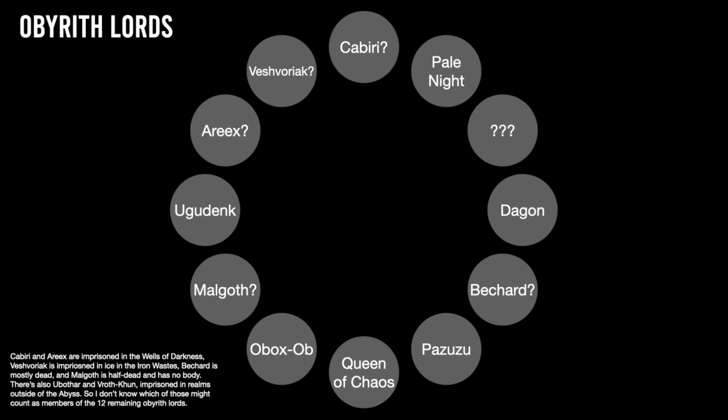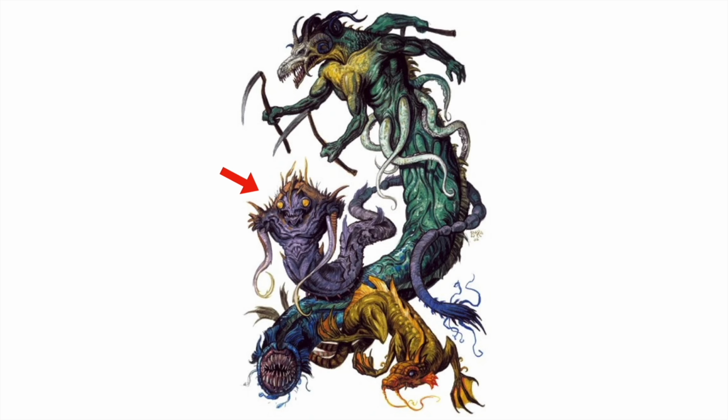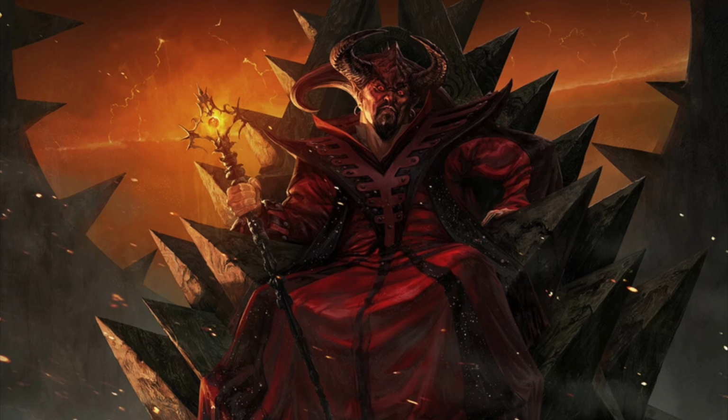But the Obyriths have interbred with the tanar'ri a little bit, and it's thought that wastreliths, for example, are descended from them. Also, this lore tells a different origin story for Asmodeus than the one I described in my video on the 9 Hells of Baator.